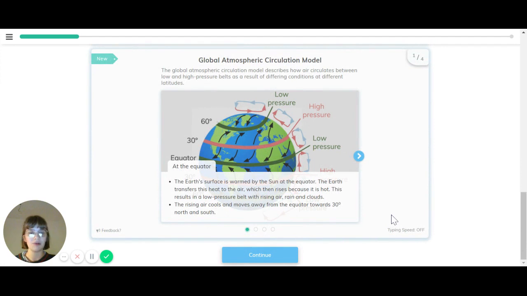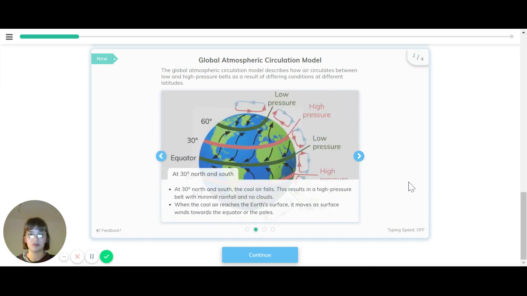Now let's have a look at the global atmospheric circulation model. So this describes how air circulates between low and high pressure belts as a result of differing conditions at different latitudes. Let's start from the equator and then move outwards towards the poles. The Earth's surface is warmed by the sun at the equator. The Earth transfers this heat into the air, which then rises because it's hot. This results in a low pressure belt with rising air, rain and clouds. The rising air cools, moves away from the equator and towards 30 degrees north and south.